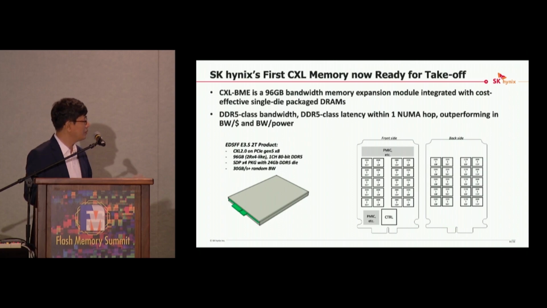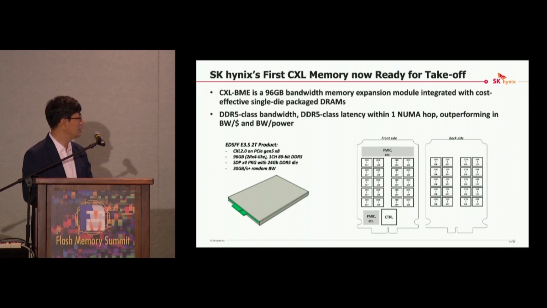So let me explain some more details through this figure here. It has a total of 40 DRAMs integrated in this module. This is E3.S form factor and 2T width. It supports CXL 2.0 on PCIe Gen 5 8-lane. And from an architecture perspective, this is 2 rank by 4. So this is very similar to a general or traditional DDR5 single channel. It has 1 DDR5 channel, 80 bits, and it's 2 rank by 4. So it will be similar to a 2 DIMMs per channel configuration.